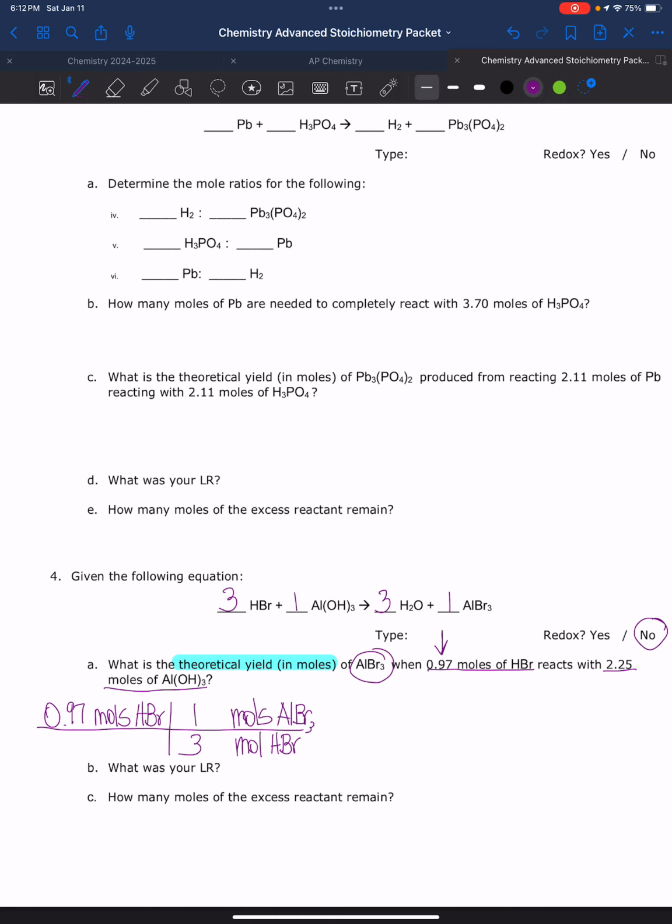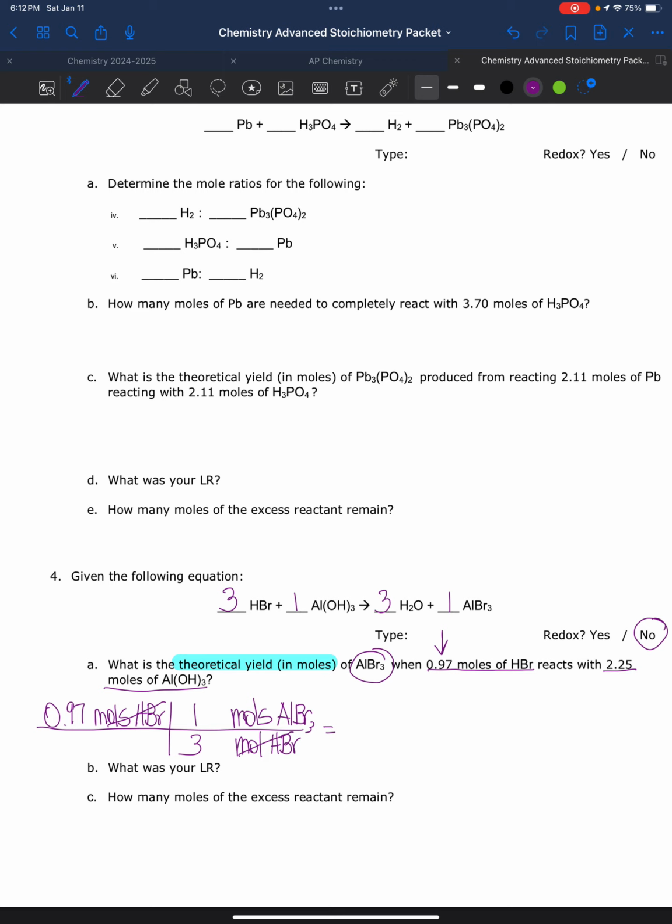Now, when we've set it up this way, moles of HBr cancels, and we're left with moles of aluminum bromide, which is what we were asked to find. So now, if I say 0.97 times 1 divided by 3, we will have our answer.